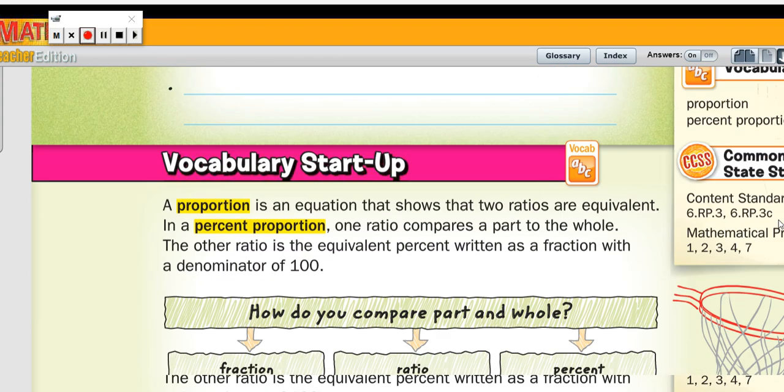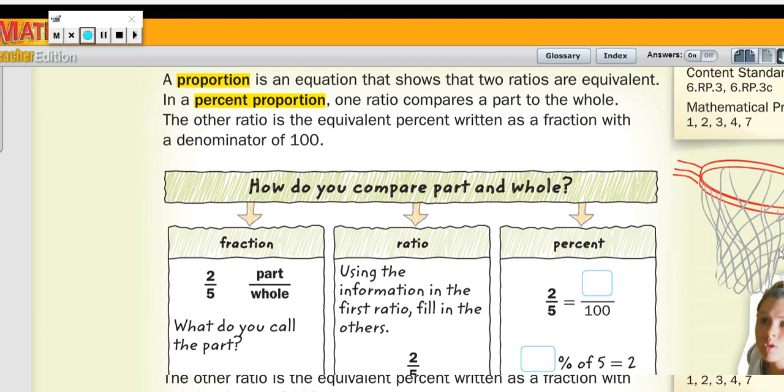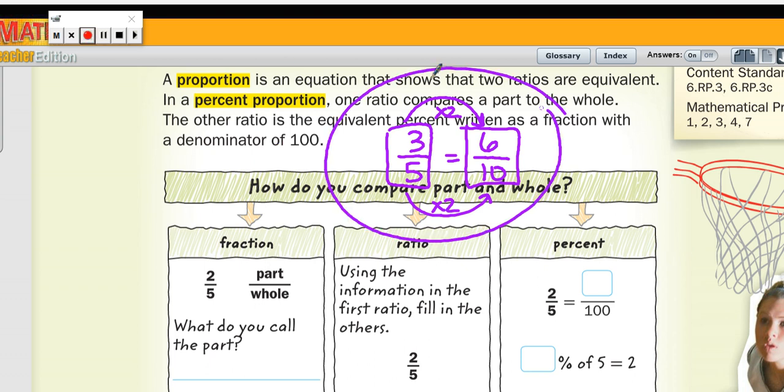The first one is proportion. A proportion is an equation that shows that two ratios are equivalent. For example, if I had something like 3/5 is equal to 6/10. This would be a ratio, this would be another ratio, and both of them are equivalent because to get from 3 to 6, I'd multiply by 2, and to get from 5 to 10, I'd multiply by 2. So those ratios are equivalent, so we call this whole thing here a proportion.